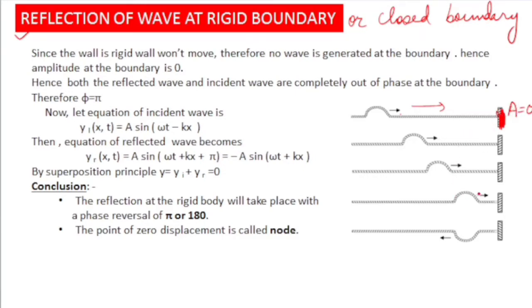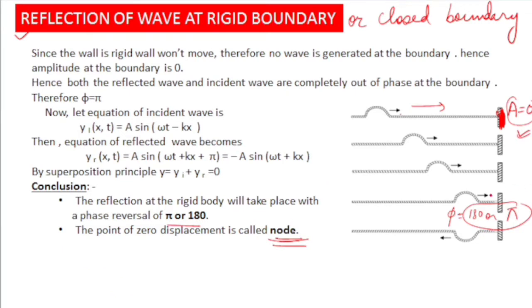It means the incident wave and the reflected wave are completely out of phase. The phase difference between the incident and reflected wave is 180 degrees or pi. It means if a crest is entering, then a trough comes out after reflection from the rigid boundary. So two things are important when reflection takes place at a rigid boundary: at the boundary, amplitude is 0, and a phase reversal of 180 degrees or pi takes place. This point of zero amplitude or displacement is called a node. So phase reversal of 180 degrees takes place and a node is formed at the rigid boundary.